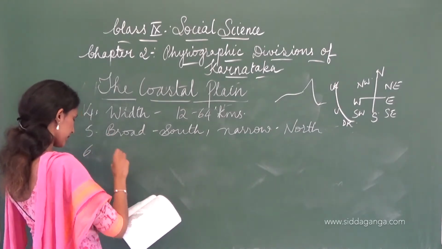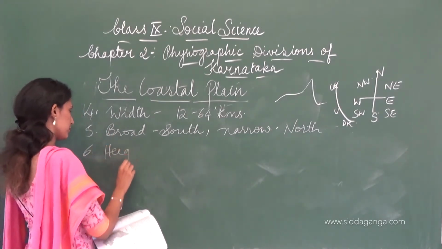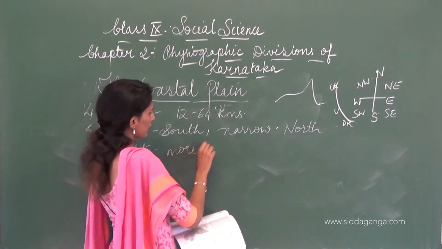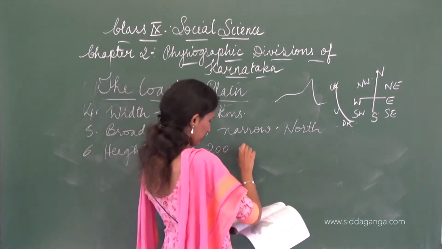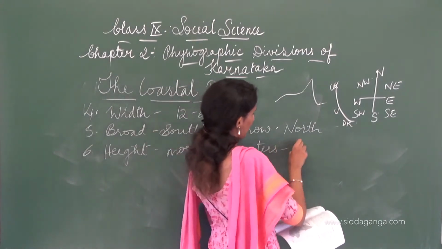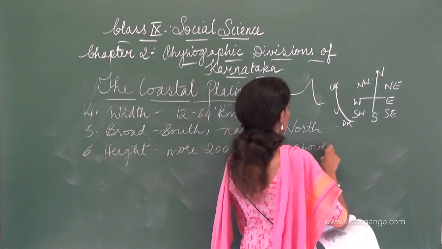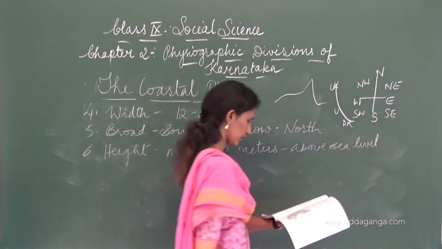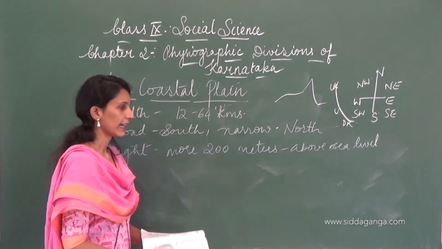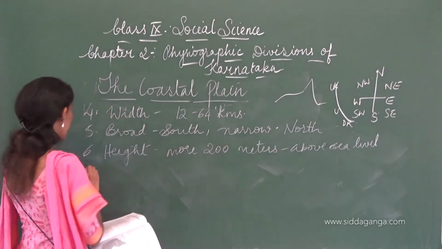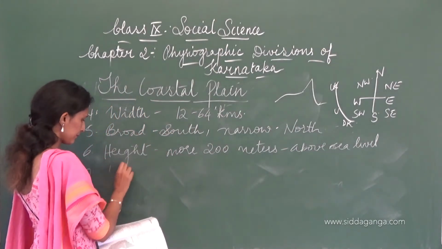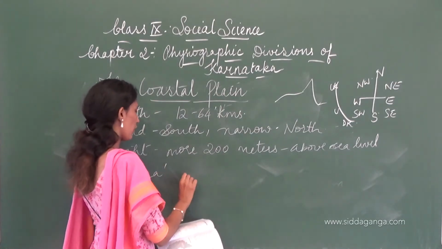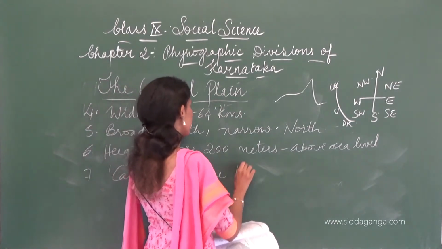Now, let us see the next point. The height is more than 200 meters above sea level, and this coastline is called Canara or the Karnataka coastline.